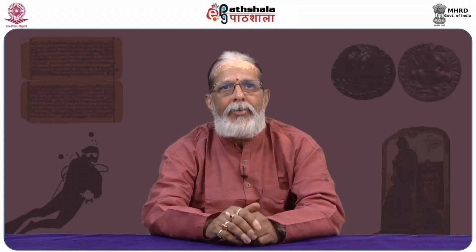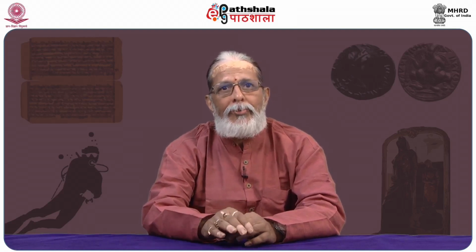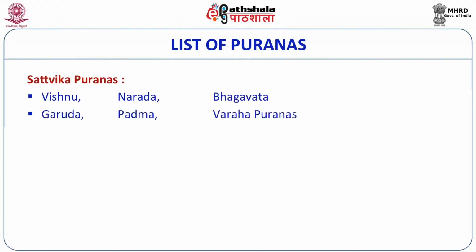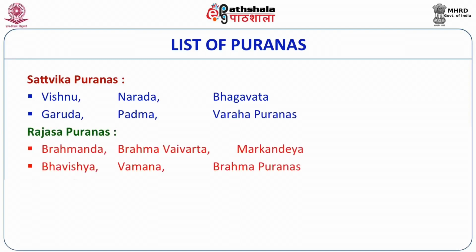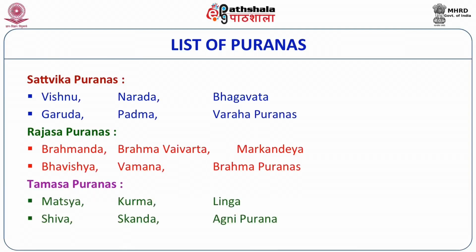So again there is another classification of all the 18 Mahapuranas into 3 types as Sattvika Puranas, Rajasika Puranas and Tamasika Puranas. The 6 Sattvika Puranas are Vishnu Purana, Garuda Purana, Narada Purana, Padma Purana, Bhagavata and Varaha Purana. And among the 6 Rajasa Puranas we have Brahmanda Purana, Bhavishya Purana, Brahmavaivarta Purana, Vamana Purana, Markandeya Purana, Brahma Purana. And in the Tamasa Puranas section we have Matsya Purana, Shiva Purana, Kurma Purana, Skanda Purana, Linga Purana and Agni Purana.